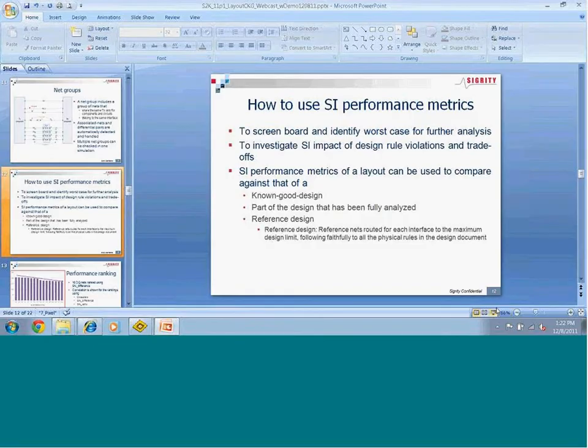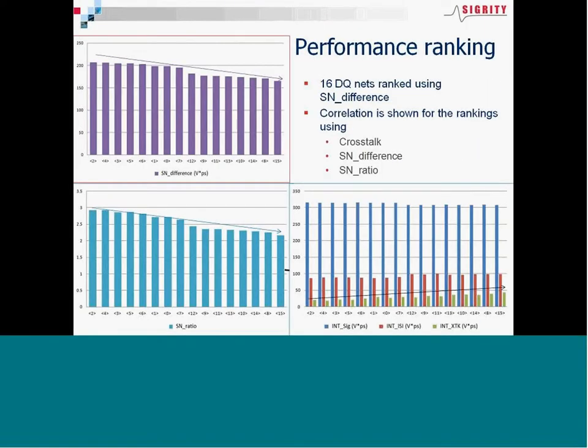This is one example. We have 16 nets ranked using signal noise difference from high to low. And with that net order, we also plot the signal noise ratio as well as all three other performance metric numbers: integration of a signal, integration of SI, and integration of crosstalk.